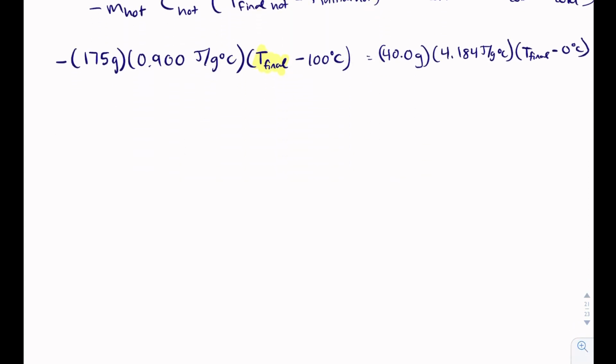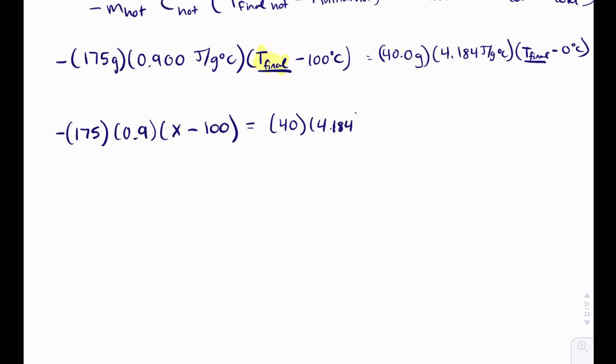So let's solve this out. First of all, I don't like units. I want to solve for the final temperature. We know that that's in degrees Celsius. So I'm going to make this a little bit easier on my eyes. I'm going to change T final to x. For whatever reason, I feel a lot more comfortable with x as my variable. And then x minus 0 here, that's really just x. So hopefully that makes sense.